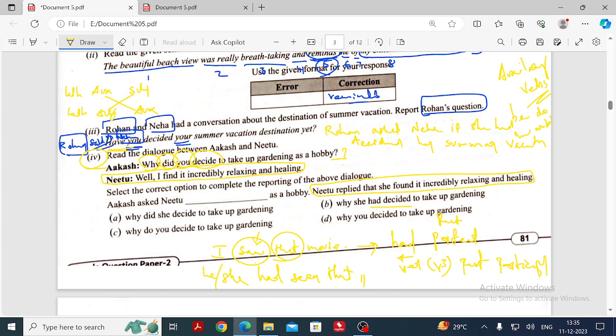Okay, so omit the options first, then change past tense into past perfect. Again, past and present definitely will not come, right? Say yes or no. Again they have given, what is it, my dear? Decided. Obviously not. Because past means we should change into past perfect. And then only one option here we can blindly select: Why she had decided to take up gardening. Take up is a phrase. Take up is a phrase.